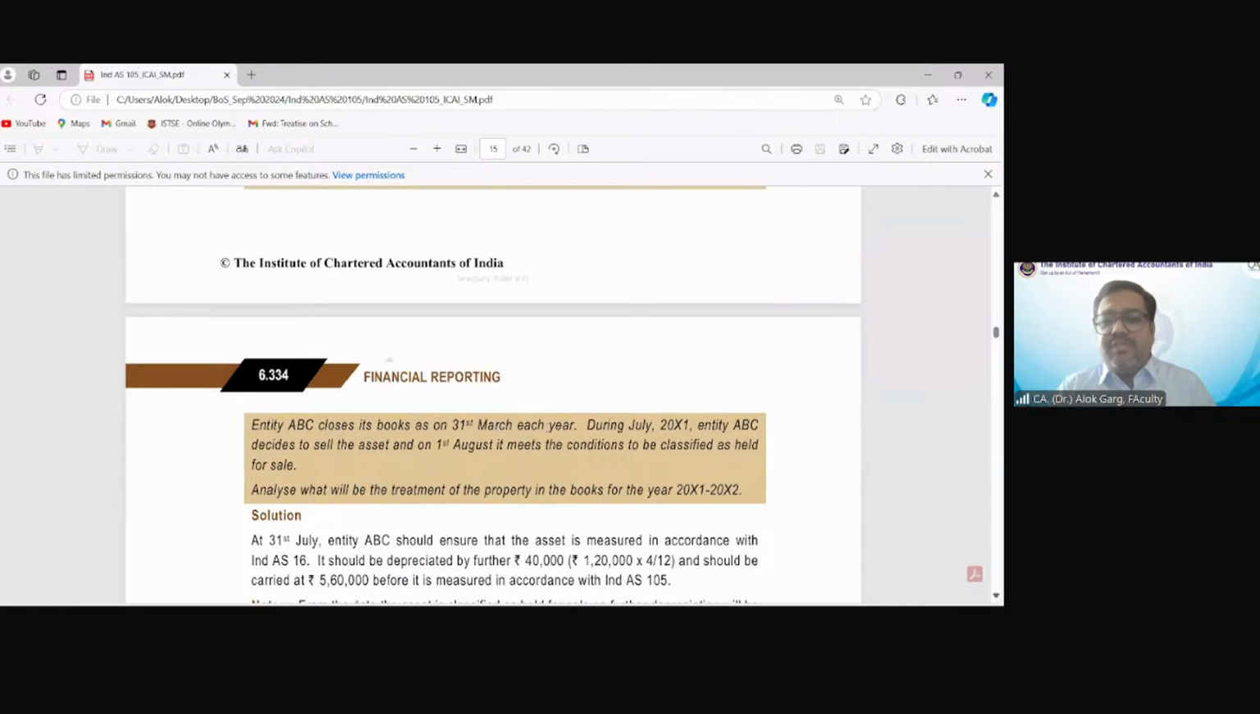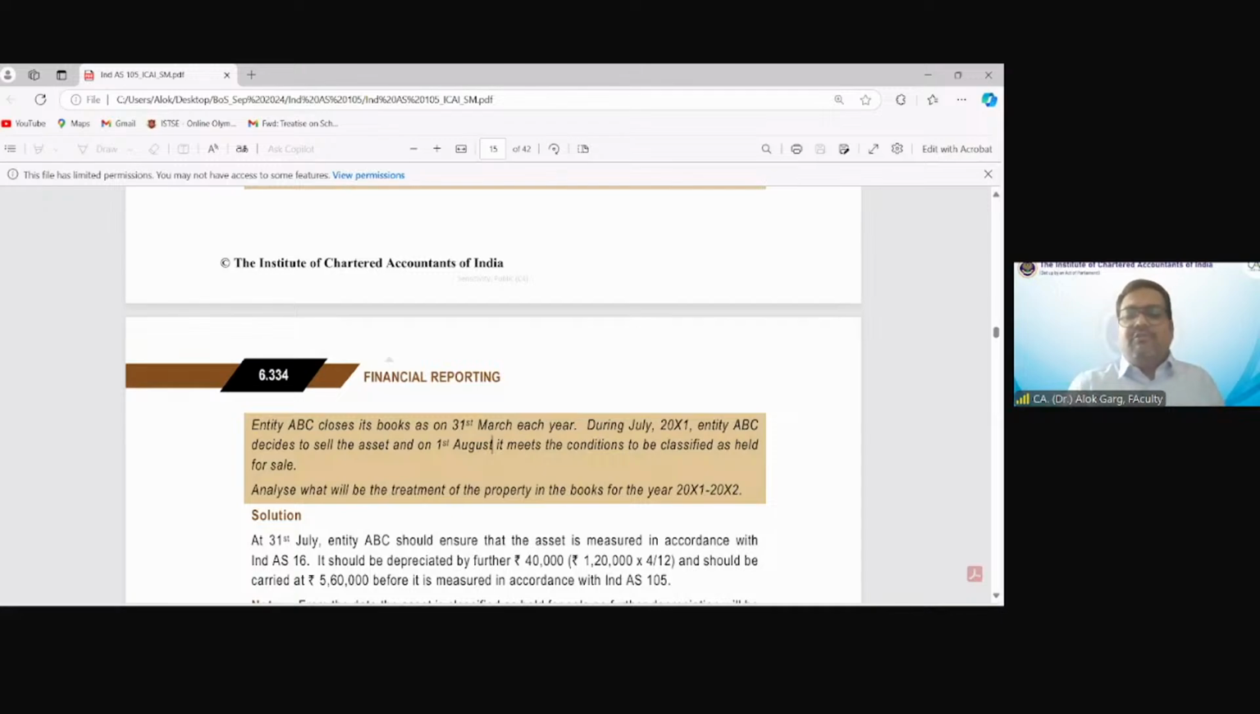Entity ABC closes its books on 31st March each year. During July 2001, that is, after 4 months, ABC decided to sell the asset on 1st August, and on 1st August it meets the conditions to be classified as held for sale. Analyze what will be the treatment of the property in the books for the year 2001-2002. So how do you write the answer to this question?